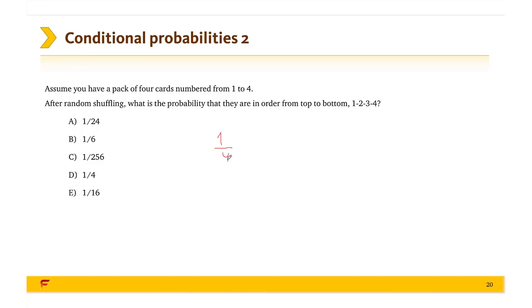The probability that the second card lands on the second spot is 1/3, because it cannot land on the first spot anymore. The first spot is occupied by the first card. The probability that the third card lands on the third spot is 1/2. And the probability that the fourth card lands on the fourth spot is 1, because all the other spots are occupied by now, and we can place it only on the fourth spot.